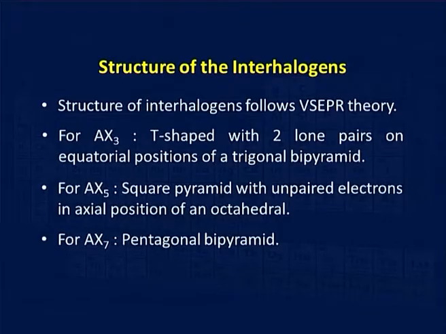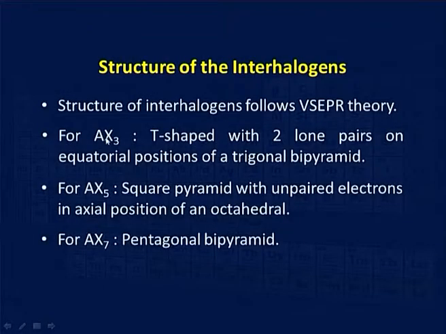Let us see the structure of the interhalogens. The structure of interhalogens follows the valence shell electron pair repulsion theory. The VSEPR theory states that maximum repulsion exists between lone pairs of electrons and minimum between bond pairs. For AX3 type interhalogen molecules, the structure is T-shaped with two lone pairs on the equatorial position of a trigonal bipyramid.